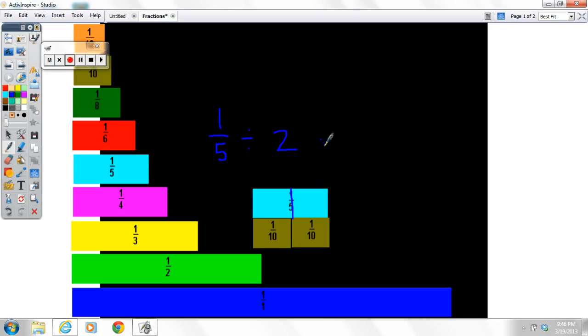Therefore, 1/5 divided by 2, what you're doing is you're taking 1/5, dividing it into 2 pieces, and creating pieces that are equal to 1/10. Therefore, 1/5 divided by 2 equals 1/10. And that's how you divide a whole number by a fraction, and how you take a fraction divided by a whole number.